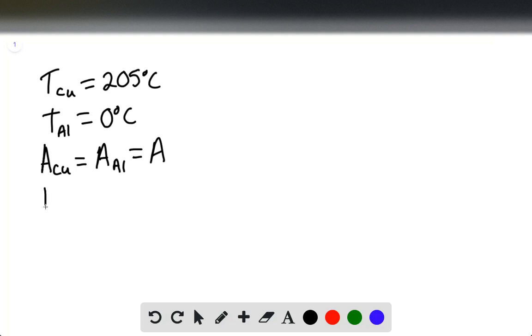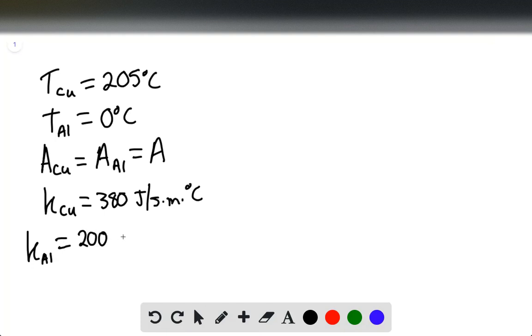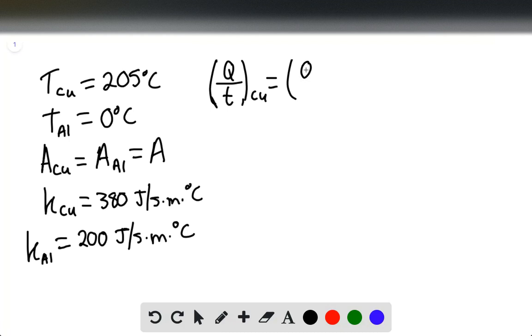And then we can say that the thermal conductivity of copper is going to be 380 joules per second per meter per degree Celsius, and then the thermal conductivity of aluminum will be equal to 200 joules per second per meter per degree Celsius. So we can then say that the heat transfer in copper must be equal to the heat transfer in aluminum.